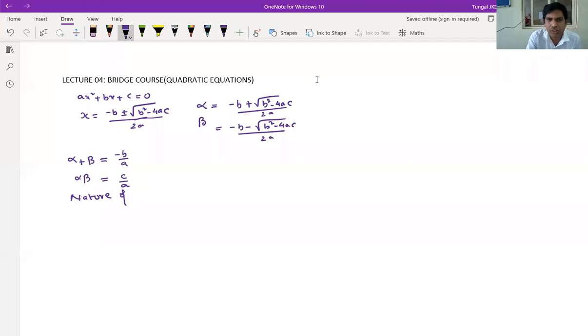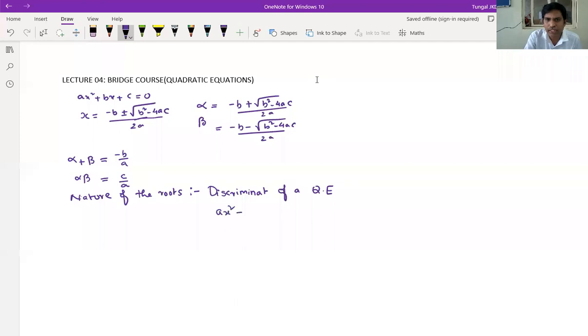Okay, now, the nature of the roots. Roots nature is nothing but whether the roots are real and distinct, real and equal, or imaginary roots. Based on the discriminant, we can say. So the discriminant of a quadratic equation, Q.E., nothing but quadratic equation.